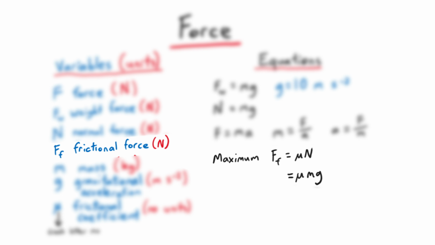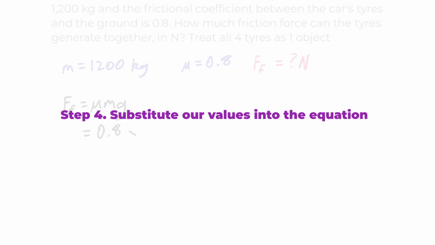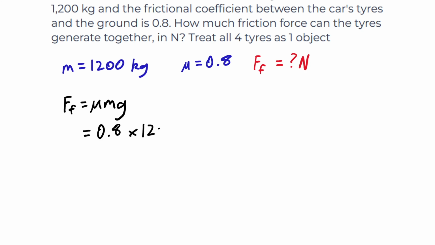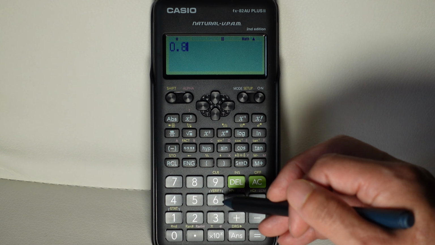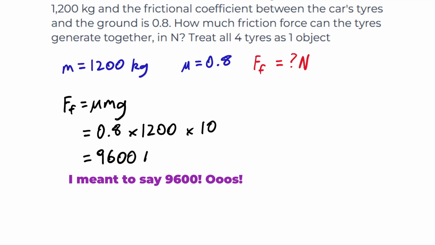times mg. Step 4. Substitute our values into the equation. Friction force equals 0.8 times 1,200 times 10. If we plug that into the calculator, we get an answer of 960 newtons.